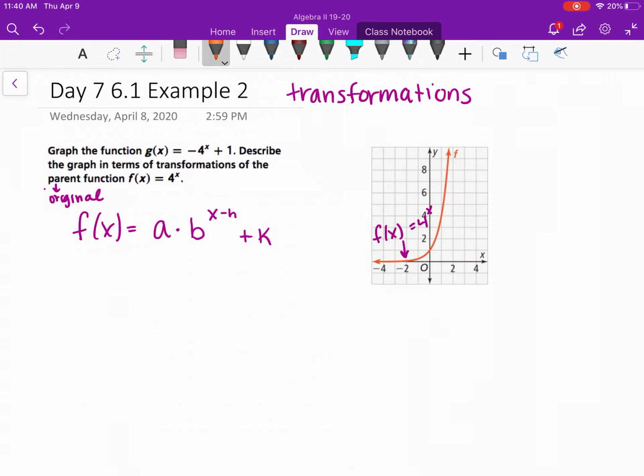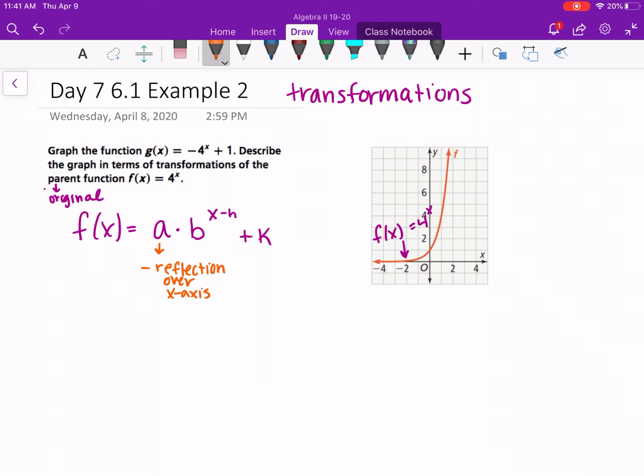So your first piece is your a term. Remember, if you can't see the a term, you can assume that that number is 1. Whatever a is, if it is negative, then that is a reflection over the x-axis. Okay. Remember the b, if it's bigger than 1, it's growth. If it's less than 1, it's decay. We're not really worried about that right now, but it's just important to remember.